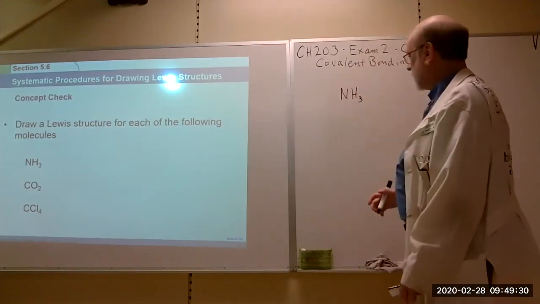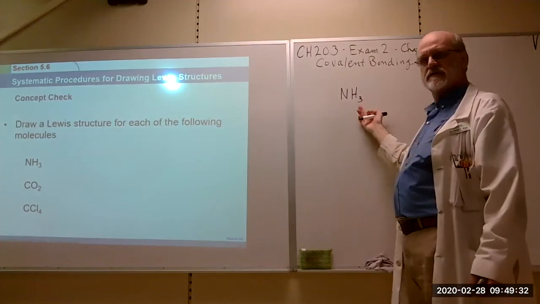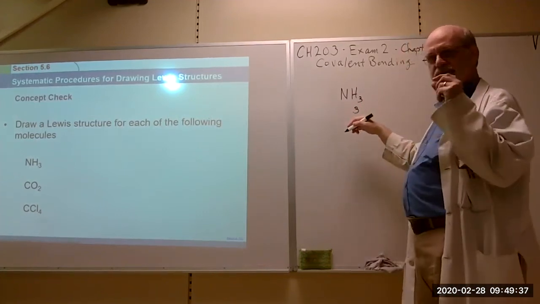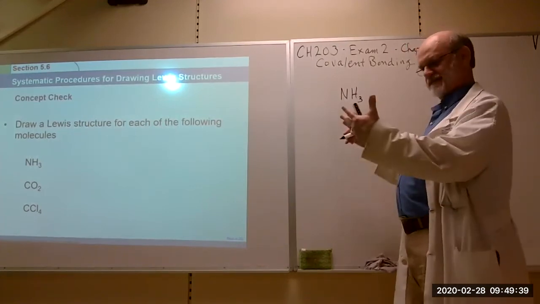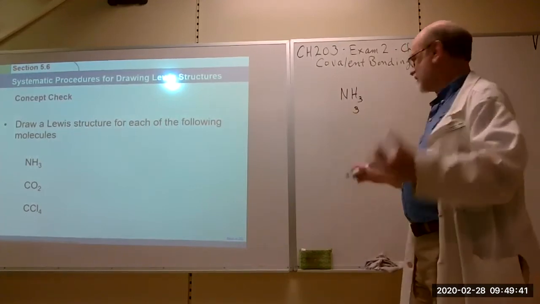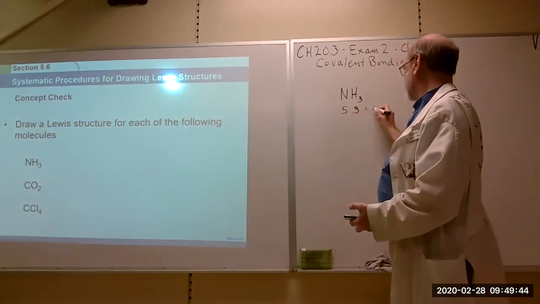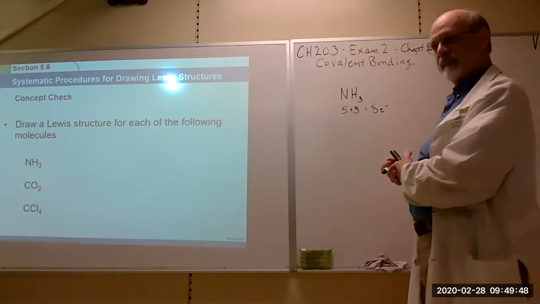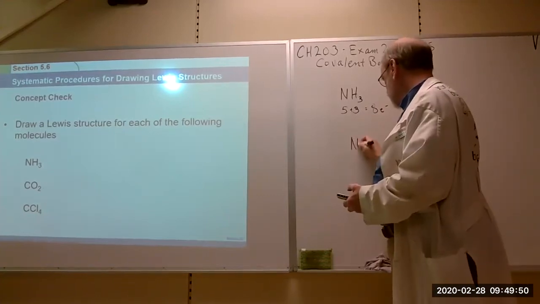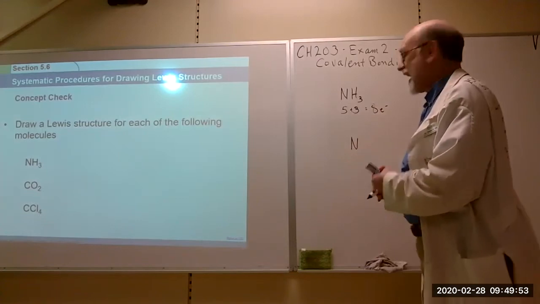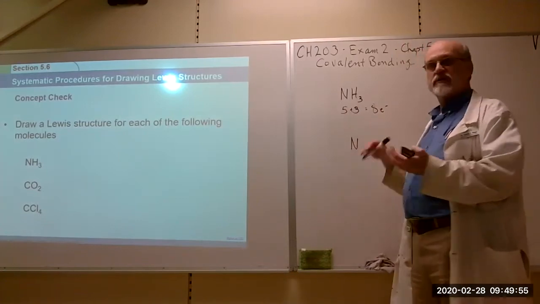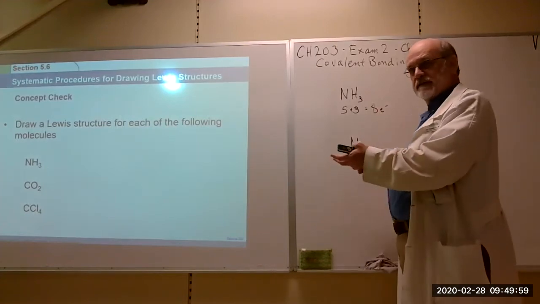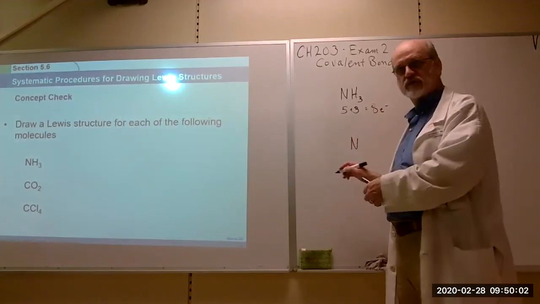So how many do we have for hydrogens? 3. Nitrogens? 5. That one counts too. So we have 8 electrons. Nitrogen is going to be in the center. It has to be, because 2 hydrogens can't bond to each other and bond to nitrogen too. So this one's easy. Nitrogen has to be the central atom.